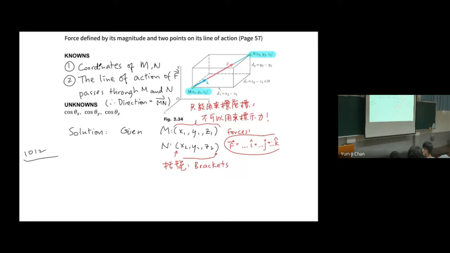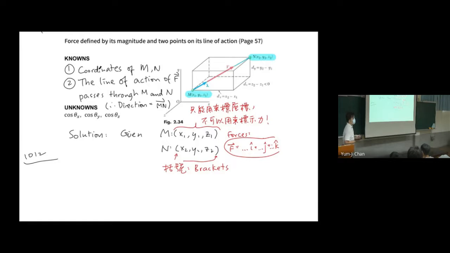So we stopped here on Tuesday, and we want to discuss this example. We discussed that in determining the force vector, we need these three direction cosines.